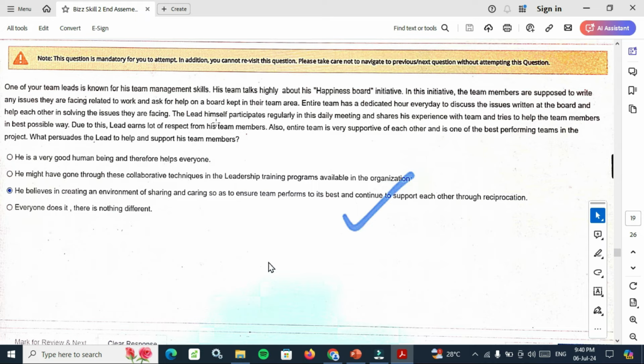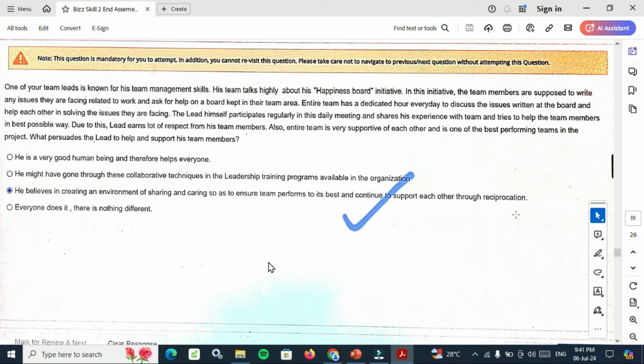The lead himself participates regularly in this daily meeting and shares his experience with the team and tries to help the team members in the best possible way. Due to this, the lead earns a lot of respect from team members also. The entire team is very supportive of each other and is one of the best performing teams in the project. What persuades the lead to help and support his team members? So the right answer is, the team lead believes in creating an environment of sharing and caring so as to ensure the team performs its best and continues to support each other through reciprocation.